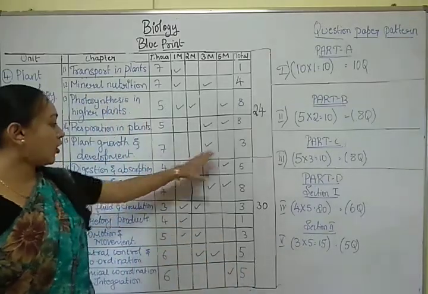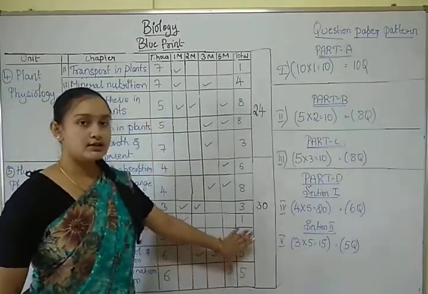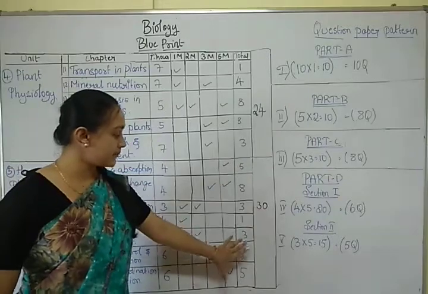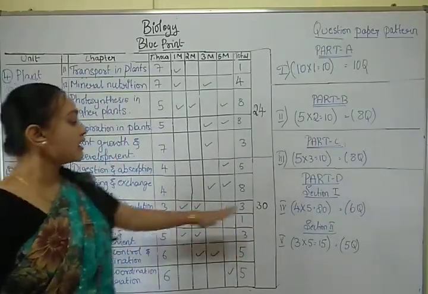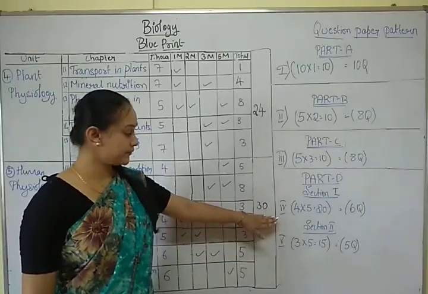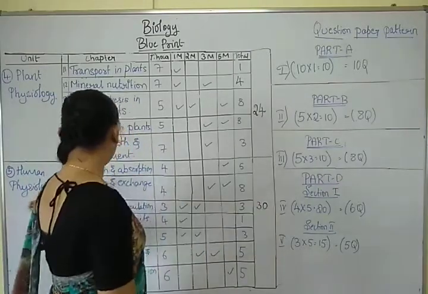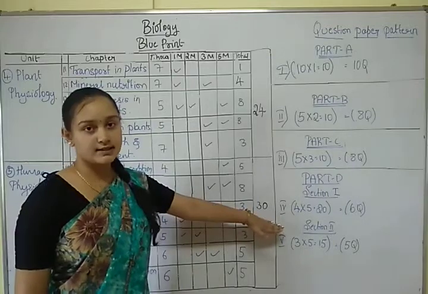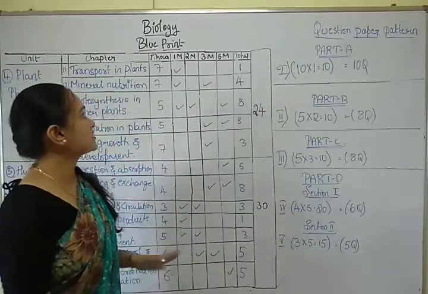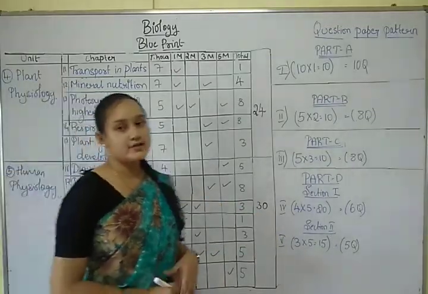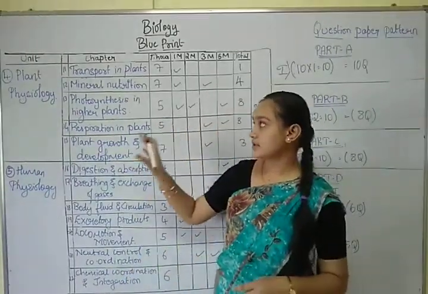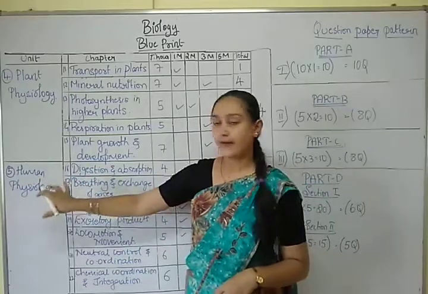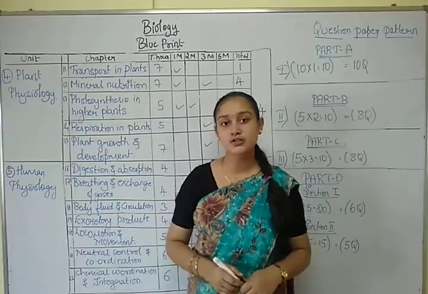By adding all these numbers from the human physiology chapters, the total weightage of the unit of human physiology is 30 marks. So this was the blueprint of first PUC biology. It consists of 5 units and 22 chapters.